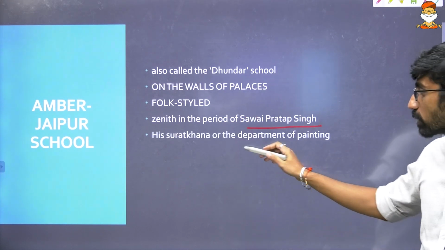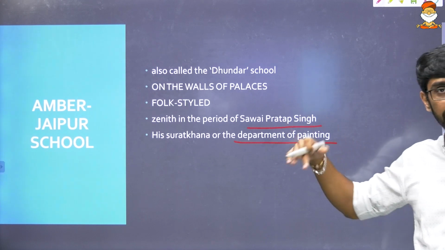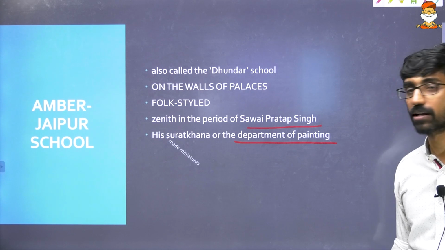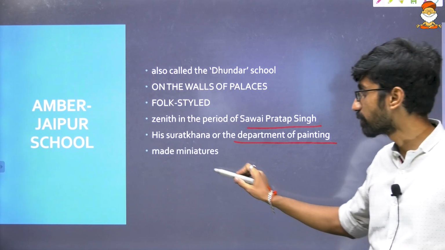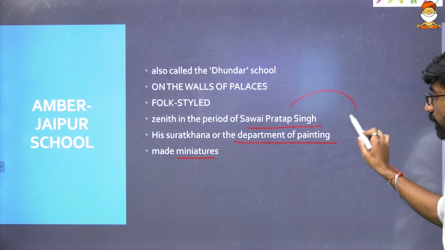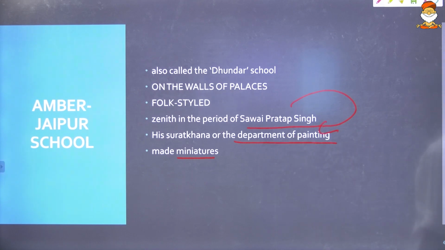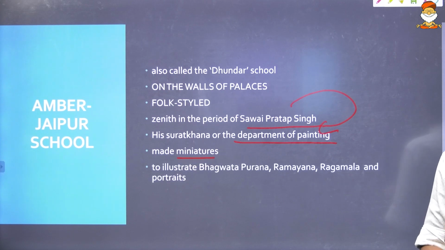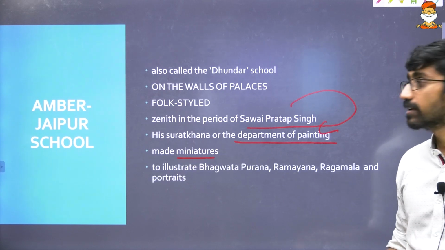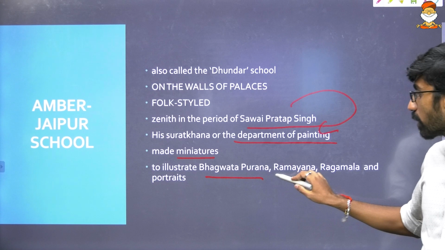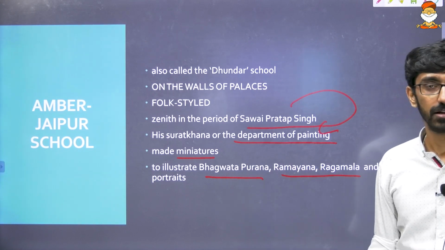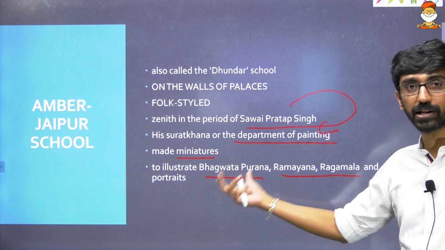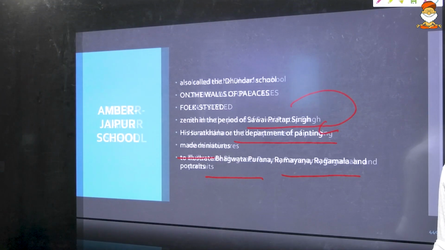And there was Surat Khana, the department of painting, which gave a lot of importance and help to these school painters. There are also miniatures. Sawai Pratap Singh's department, Surat Khana, gave patronage, and these are also miniature paintings. What was illustrated in these paintings on the palace walls: Bhagavata Purana, Ramayana, Ragamala portraits, portraits of kings also, and certain characteristics of these epics and literature. That is Jaipur school.